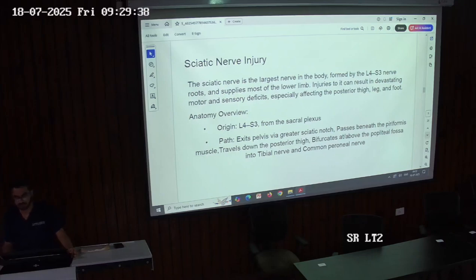Now the next injury we are going to discuss today is the sciatic nerve injury, right? It is the largest nerve in the body, formed by the L4 to S3 nerve roots and supplies most of the lower limb. Injuries to it can result in devastating motor and sensory deficits, especially affecting the posterior thigh, leg and foot. Origin is from L4 to S3, as I told, from the sacral plexus. It exits the pelvis via the greater sciatic notch, passes beneath the piriformis muscle.